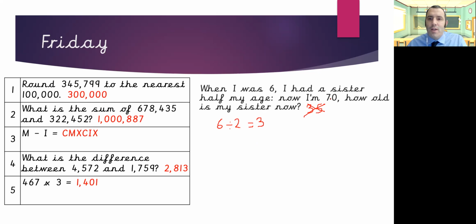So we're actually asking you to solve 70 take away 3, which will give you 67 years old.